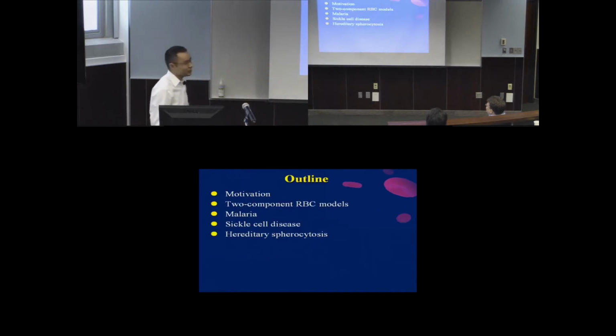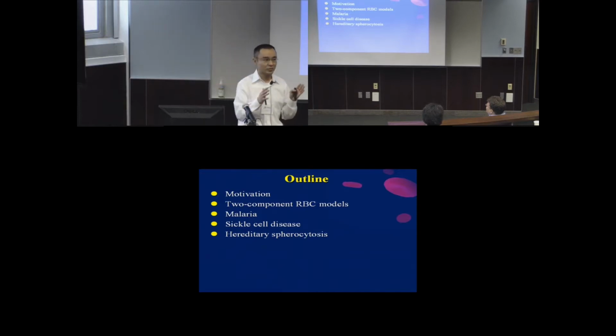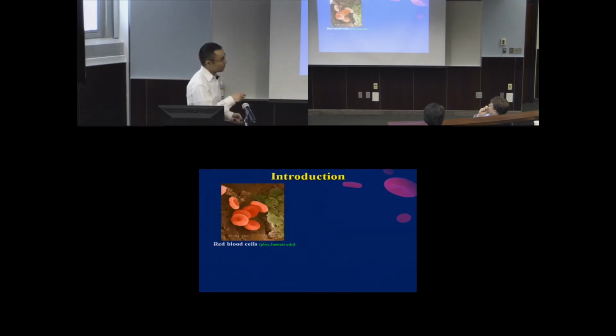Here is my outline. First, I will make a brief introduction of the problem and show you the motivations. Then I will describe our two-component red blood cell model. We model the lipid bilayer and the cytoskeleton as two different layers. Then we will use this model to study three cases, including malaria-infected red blood cells, sickle cell disease, and hereditary spherocytosis.